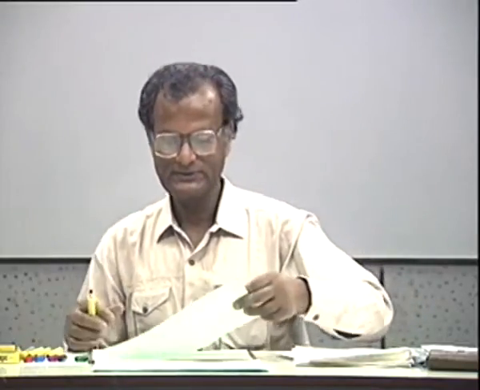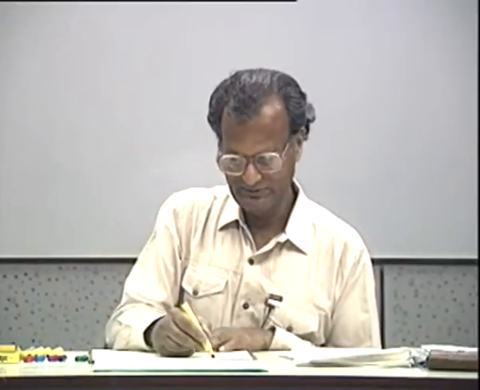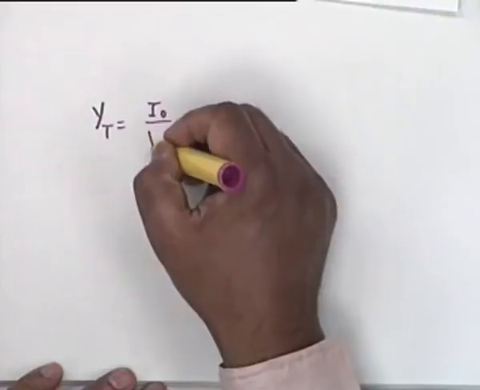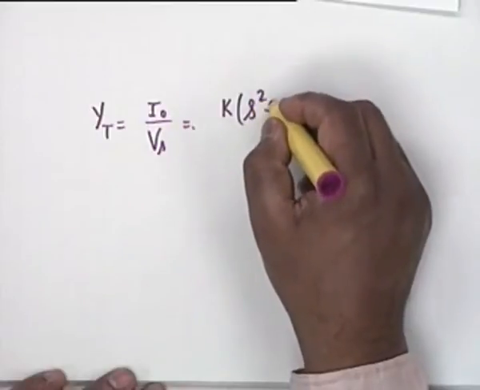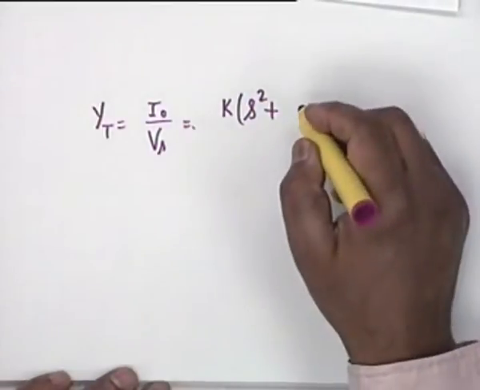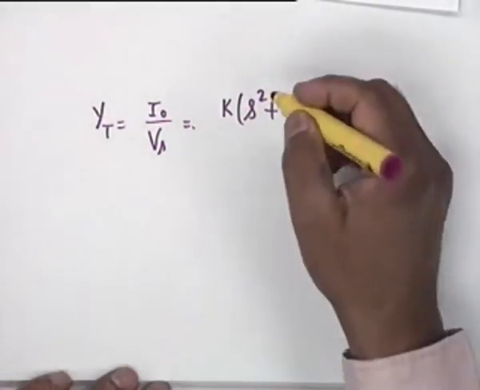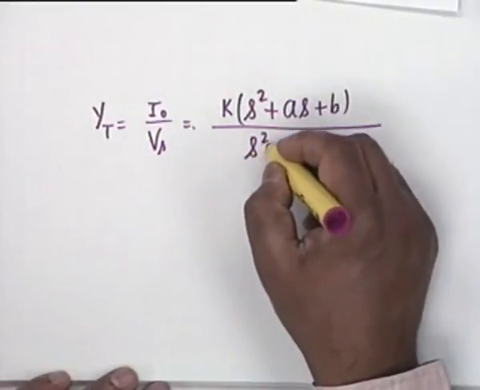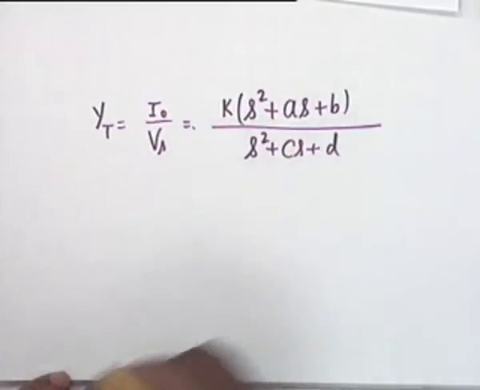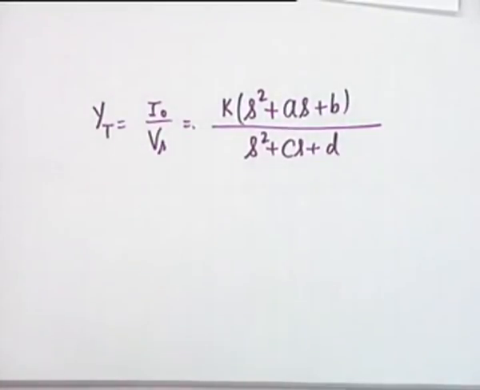If you do that, the expression that you get looks horrible, but it can be put in this form: I0/Vs as some constant k. The numerator becomes a quadratic. Look at the complication. As I said, it is not as easy as the previous one. The numerator becomes a quadratic, s² + as + b, and the denominator is also a quadratic. Is it expected that the denominator would be a quadratic? There are two capacitors, so it has to be a second order transfer function. There is no question. In the previous case, there was 1 zero, s plus z. There are 2 zeros now.